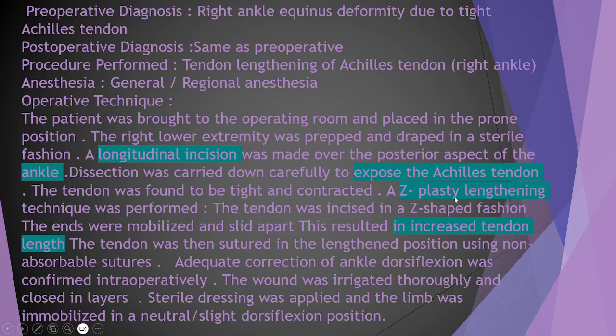Okay, and the Z-plasty. So Z-plasty lengthening, what we see, there will be a Z-plasty procedure. In Z-plasty, there is a tendon lengthening, and the tendon was incised in a Z fashion. The ends were mobilized, resulting in increased tendon length. The tendon was then sutured in the lengthened position using non-absorbable sutures, and adequate correction of the ankle dorsiflexion was confirmed intraoperatively. The wound was irrigated thoroughly and closed in layers, a sterile dressing was applied, and the limb was immobilized in the neutral to slight dorsiflexion position.